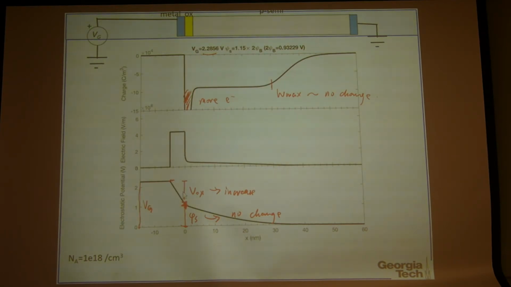But this part, this VOX, is going to increase as you increase the gate voltage. So this one becomes steep. So the slope is the electric field. That's why you see larger and larger electric field across the oxide. So this is the relationship between those three variables.